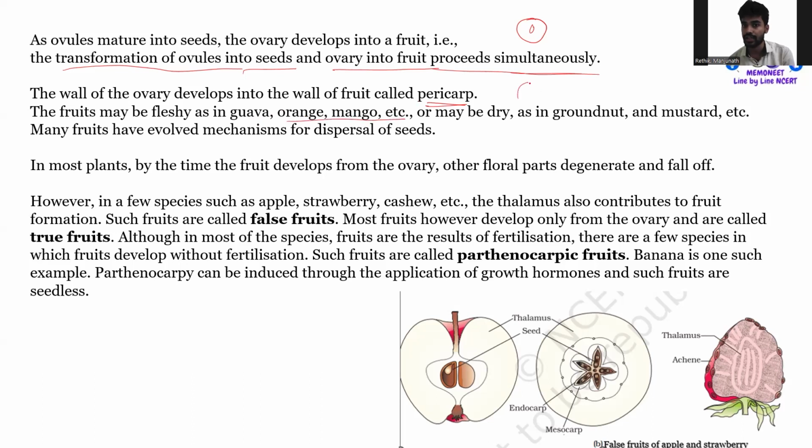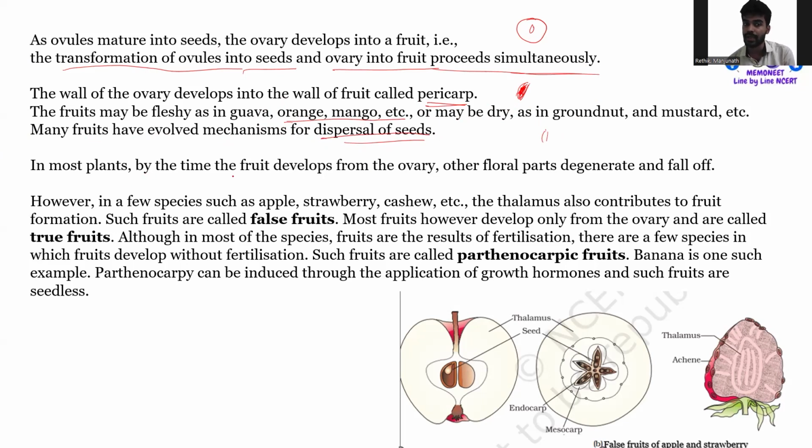You can see a fleshy kind of fruit in mango, orange, and so on. Some of the fruits, such as groundnut, are very hard or very dry. And many fruits have evolved a mechanism for dispersal of the seeds. That means some of the fruits show a mechanism called dispersal of seeds.